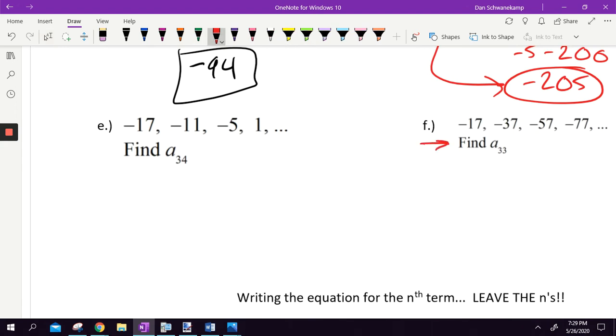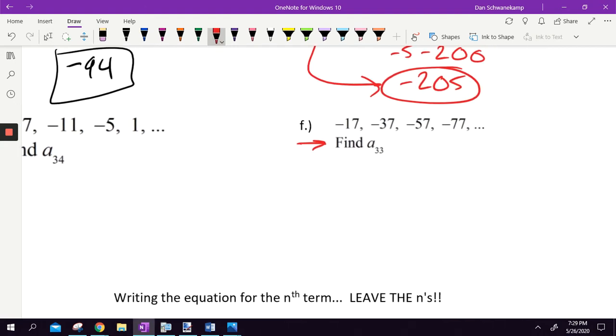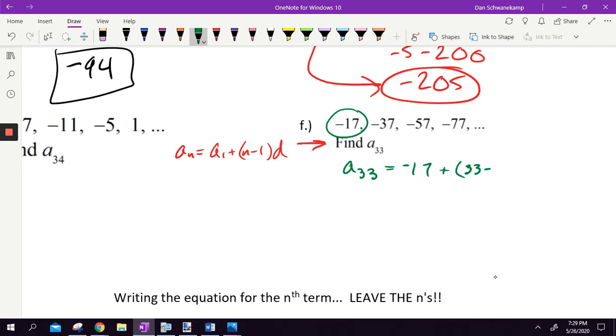So we're going to find a sub 33 of this sequence right here. And again, here's my formula if you haven't memorized it yet. A sub 33, that's what I'm looking for. A sub 1, that's the first term, plus n minus 1, so 33 minus 1, times my d.